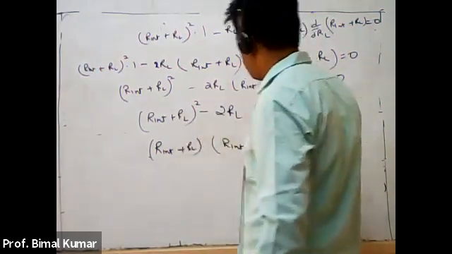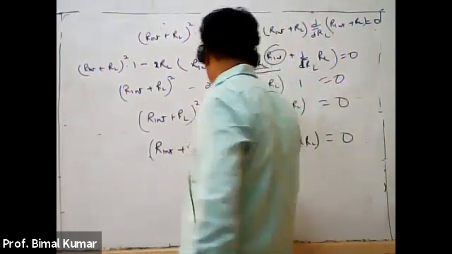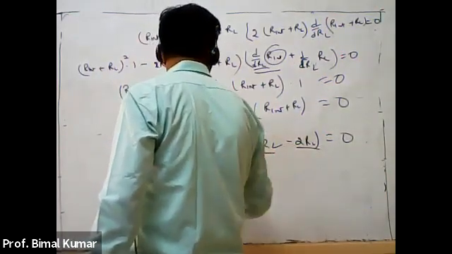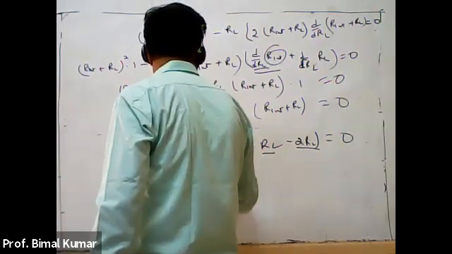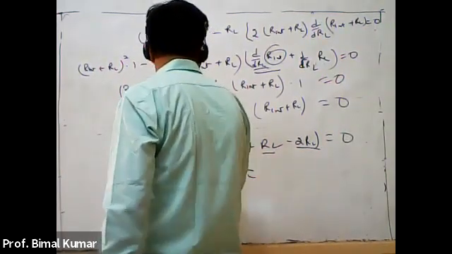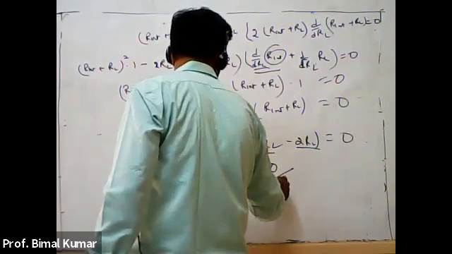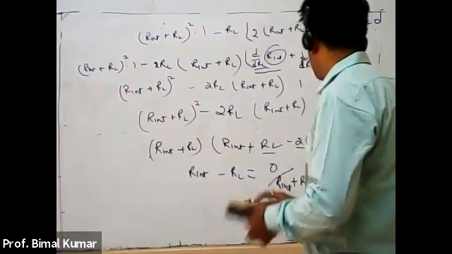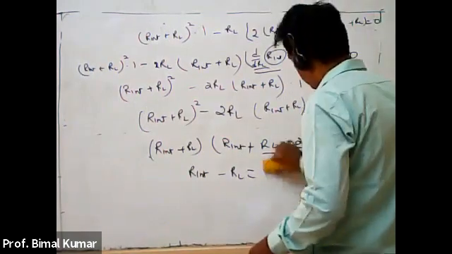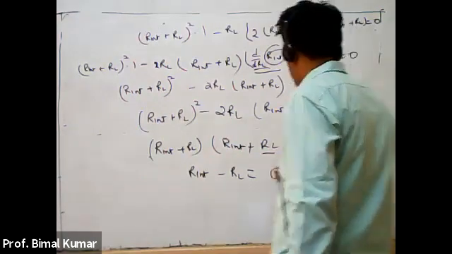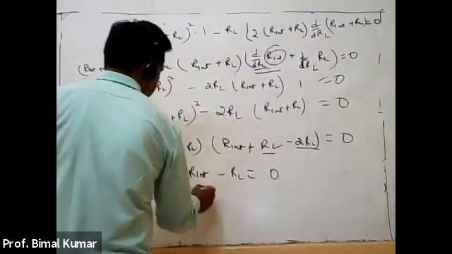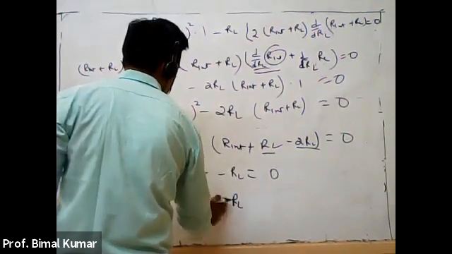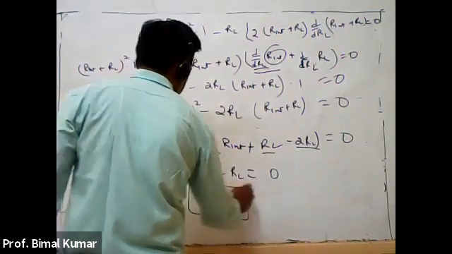So this part will move to the other side, and that will become R internal plus RL minus 2RL. So that will be minus RL is equal to, moving to the other side, 0 by R internal plus RL. So that will be 0, right? 0 divided by something will always be 0. So from this, R internal plus RL, R internal is equal to RL.